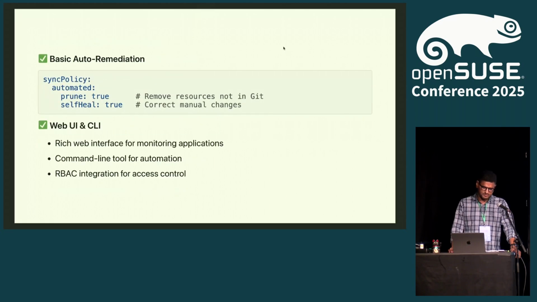This is the basic auto-remediation policy that Argo offers. For example, you can set this in your manifest so that if the policy is automated, it can remove the resources which are not in Git. For example, if you added a security patch or something, it will automatically prune it. And self-healing: if you delete a resource or scale the number of pods down or up, it will try to correct the manual changes. So this is automatic remediation, and it has a nice web UI, which I will show you shortly.